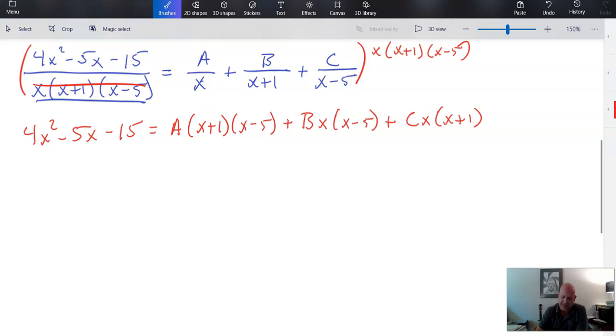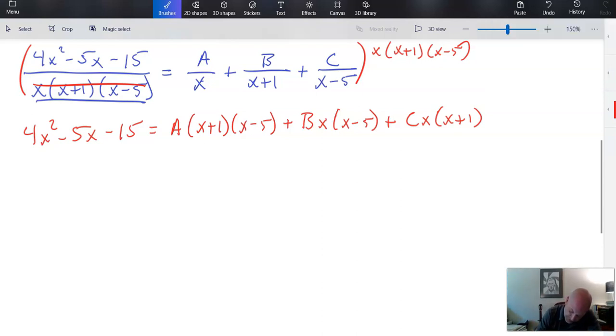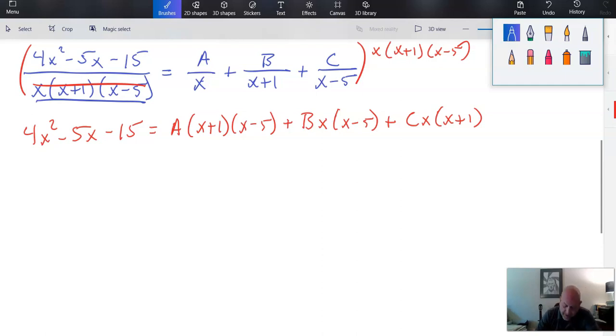You notice each one of these lists of factors here is just missing whatever the denominator was. So that's a good way to actually be able to write it out. That's one of those shortcuts you can get a hold of. Once you do a few, you can see where it comes from. Okay, now, so we're going to have to multiply all this stuff out. We're going to have to collect our like terms together and then form our system.